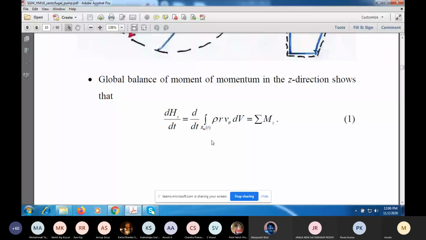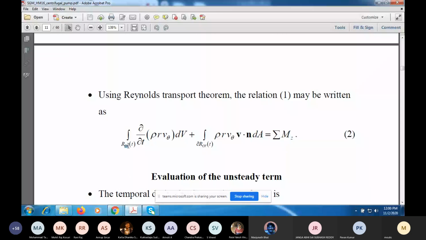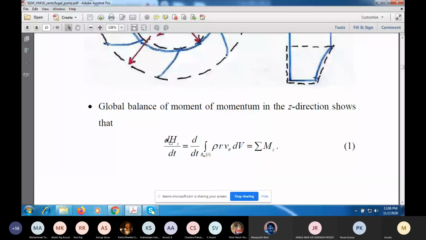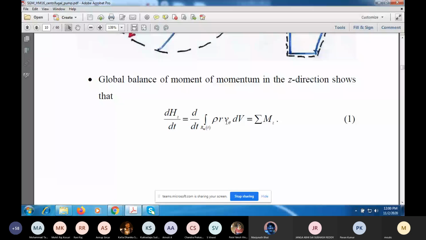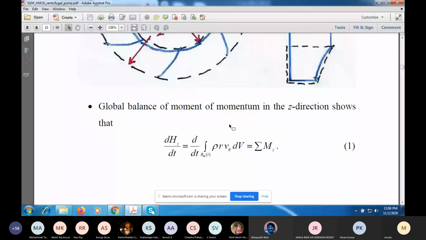This is an integral over the material region, and this has been converted to an integral over the control volume and the flux through the control volume. The quantity which I was earlier calling phi, now I put phi equal to r v theta, because angular momentum is m r v theta. Okay, so I stop sharing this.